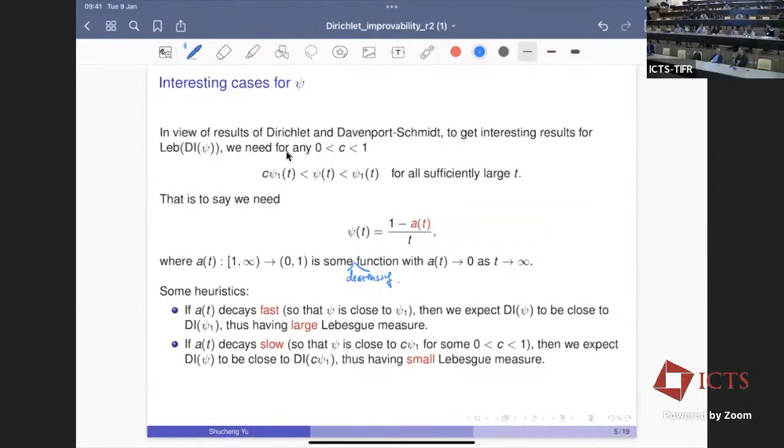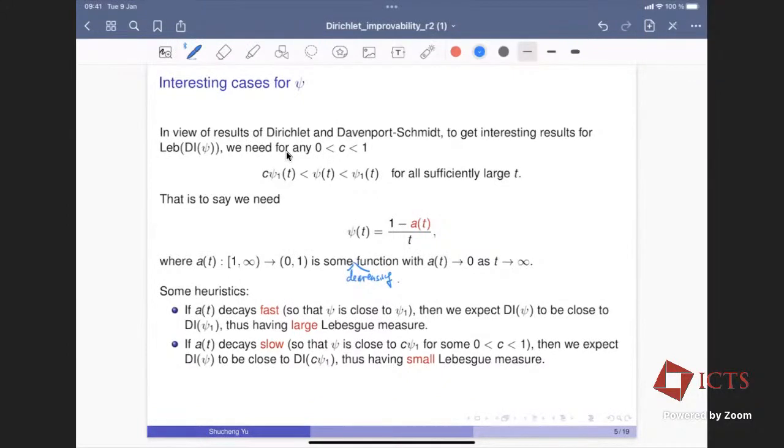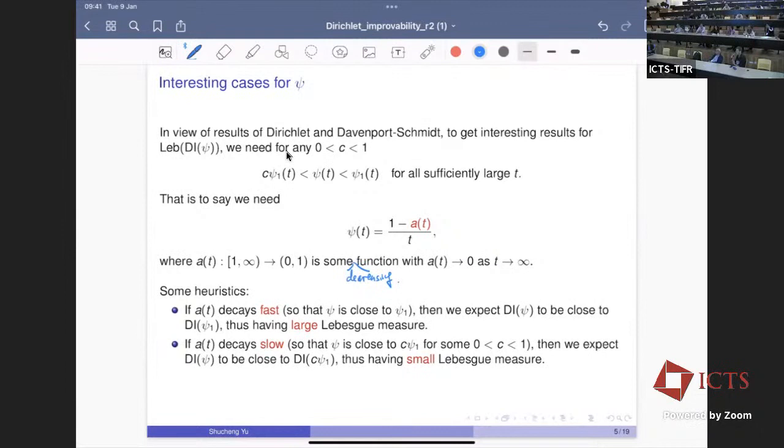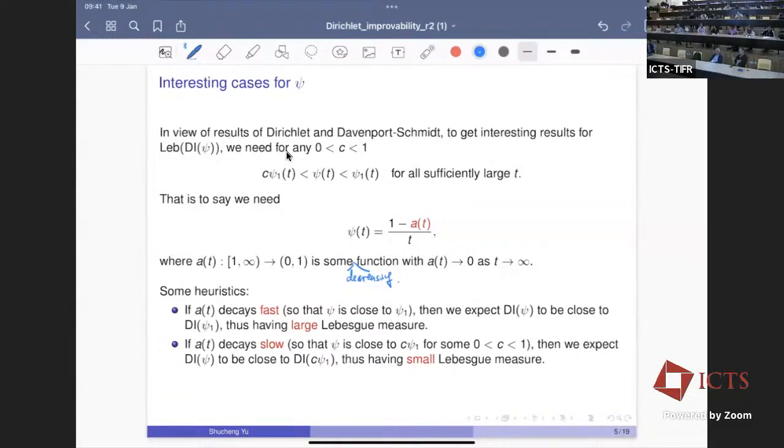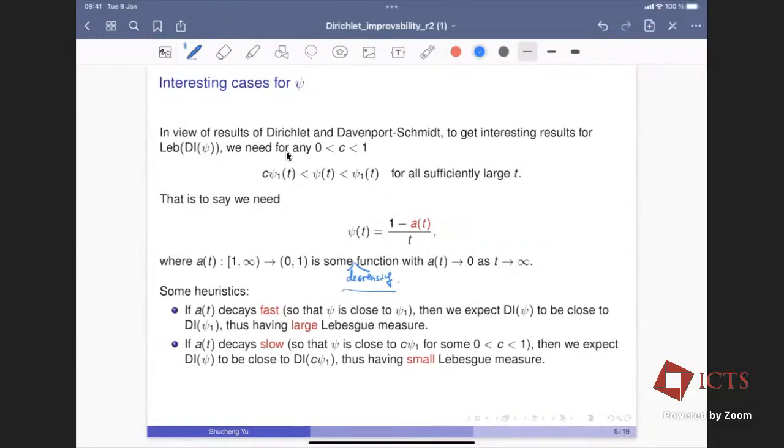So it also makes sense to ask, a(t) varying, like a Diophantine analog. Yes, that's true. But for this talk, I would always assume that a(t) is decreasing. So the interesting case would just be a(t) decaying to 0. I think that's an interesting question for general a(t) without the monotonicity condition. But for this talk, it's always assumed to be decreasing. Thank you.